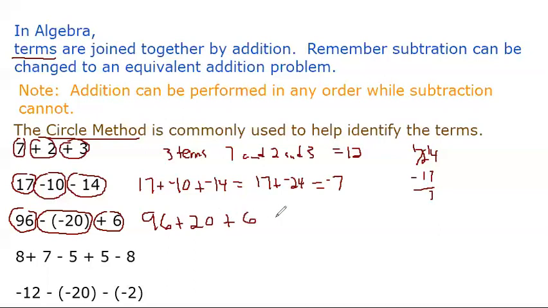Since all the signs are the same, you can just add it in the order. So I can add 20 plus 6 is 26, and then I can add 96 and 26 together. 96 and 26 is going to give me 122, if I did my math correctly. So that would be 122.